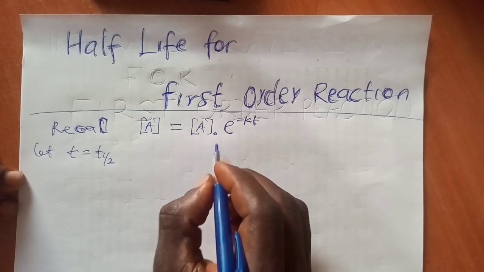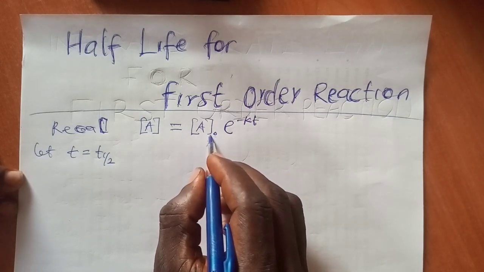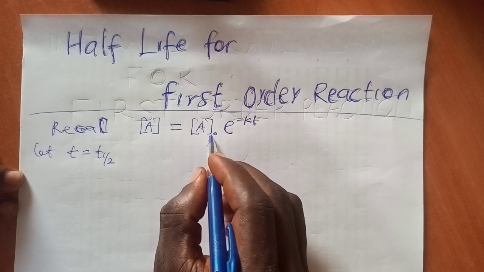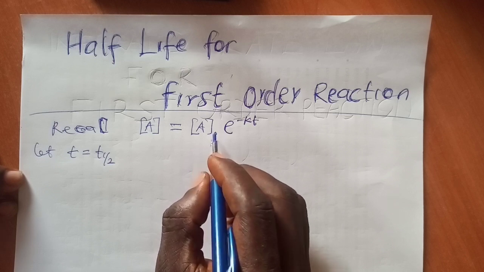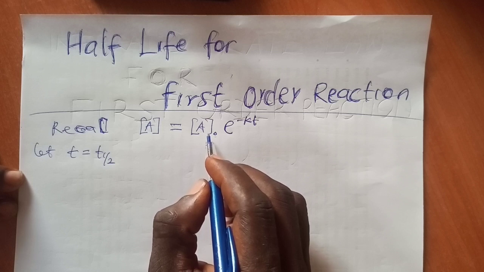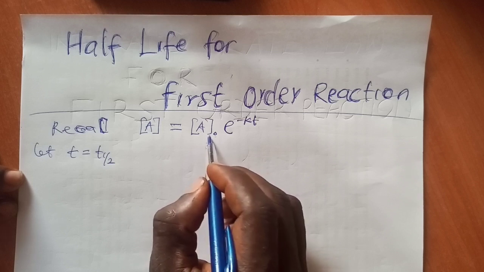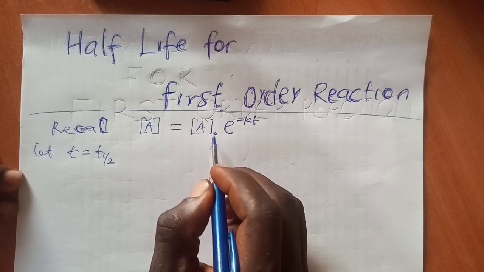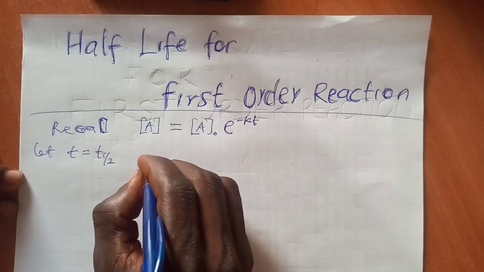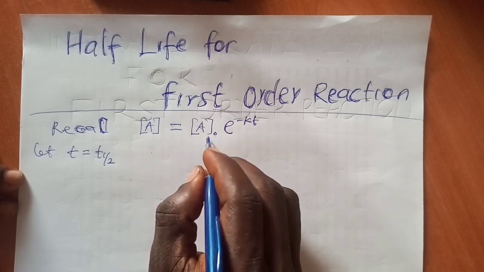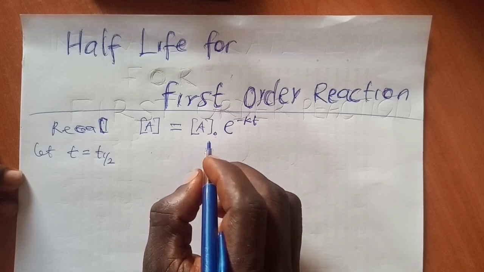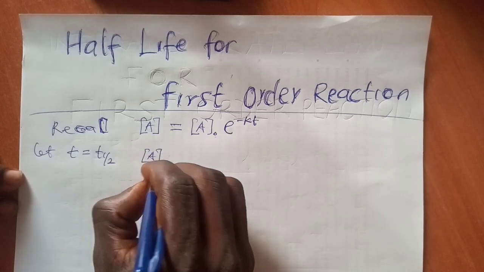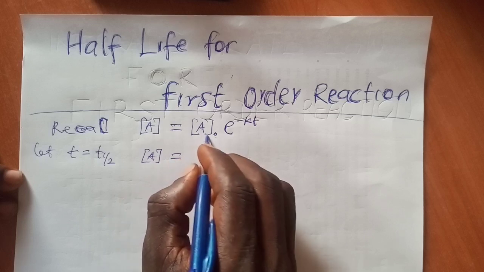Because we say half of its original, this is the original or initial concentration of the reactant. Half-life is the time taken for the initial concentration of the reactant to reach half of its original value. That means let this one now reach half of this.